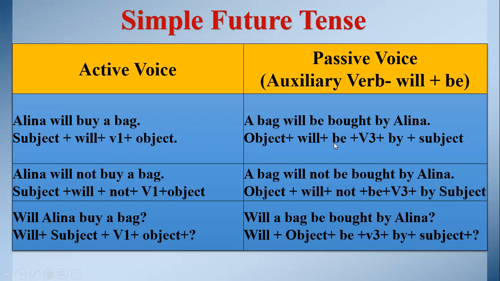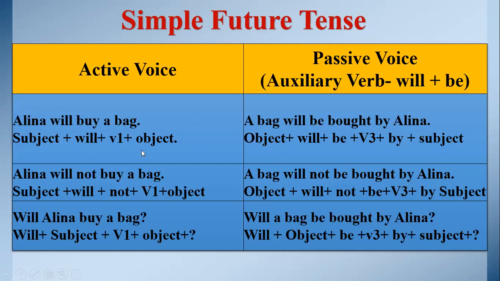Will be is my auxiliary verb that is helping me, and from buy I changed it to the third form of the verb, that is bought. Okay, and by is the preposition I will put, and Alina is my subject. Now here my focus was on Alina. In passive voice my focus is on the bag. So the bag is the main word here, and here Alina was the main word.